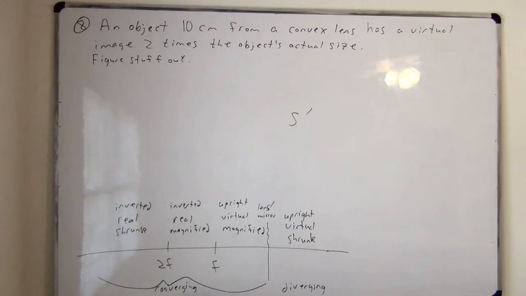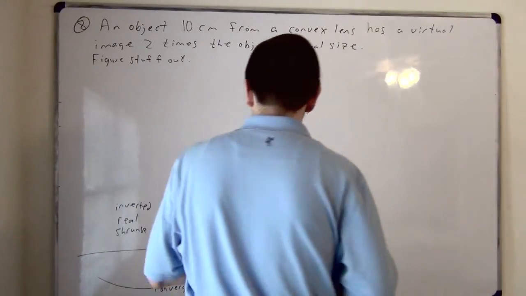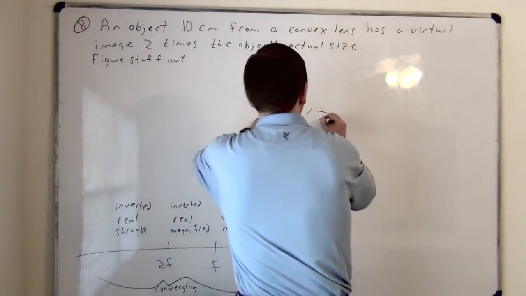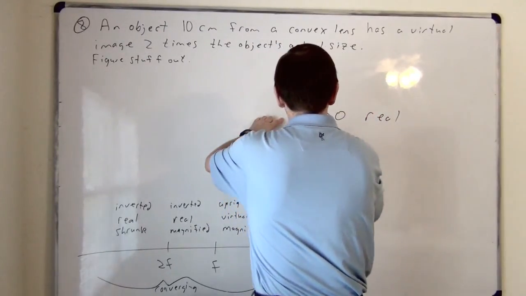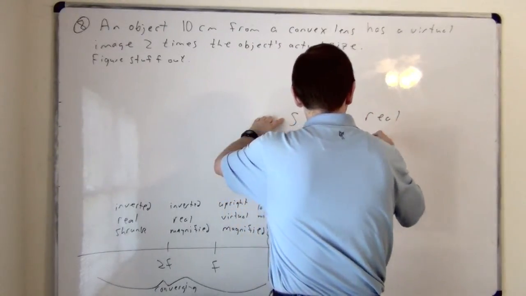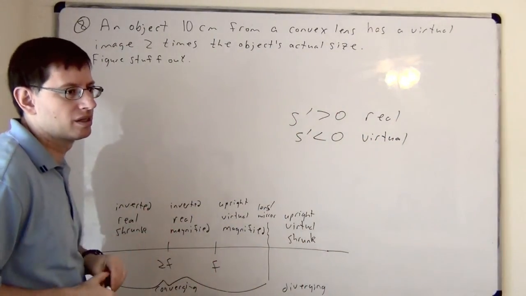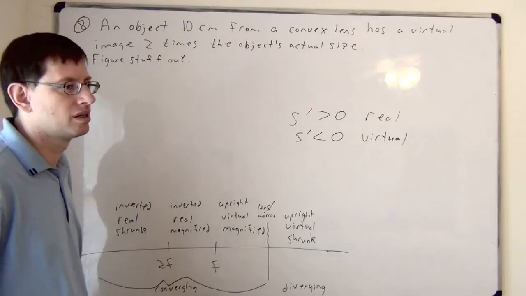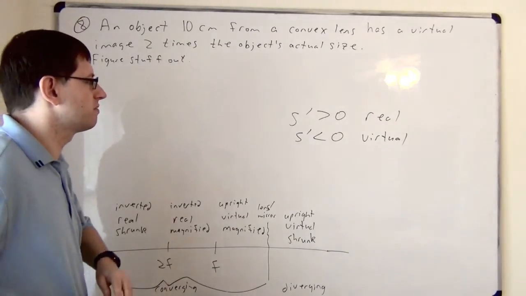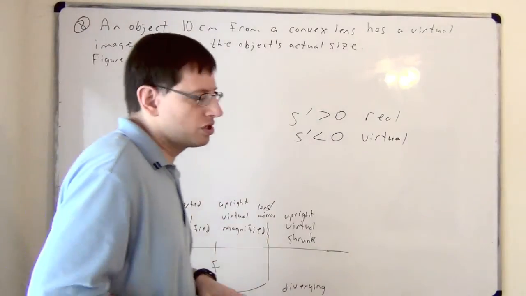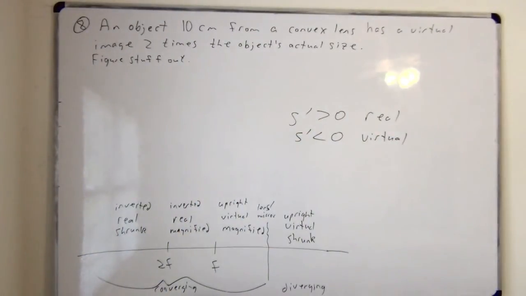Okay, actually that's not the best way of thinking about it. Maybe we should have done some other examples of that. It's actually a simpler rule than that. S prime is positive for real images, and S prime is negative for virtual images. S prime is positive for real images and negative for virtual. So it sounds like we were overcomplicating that.